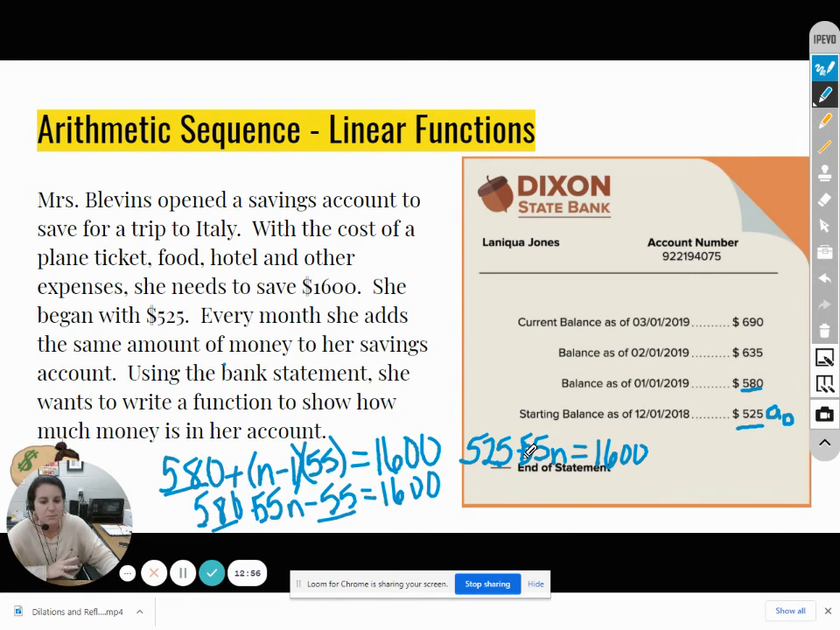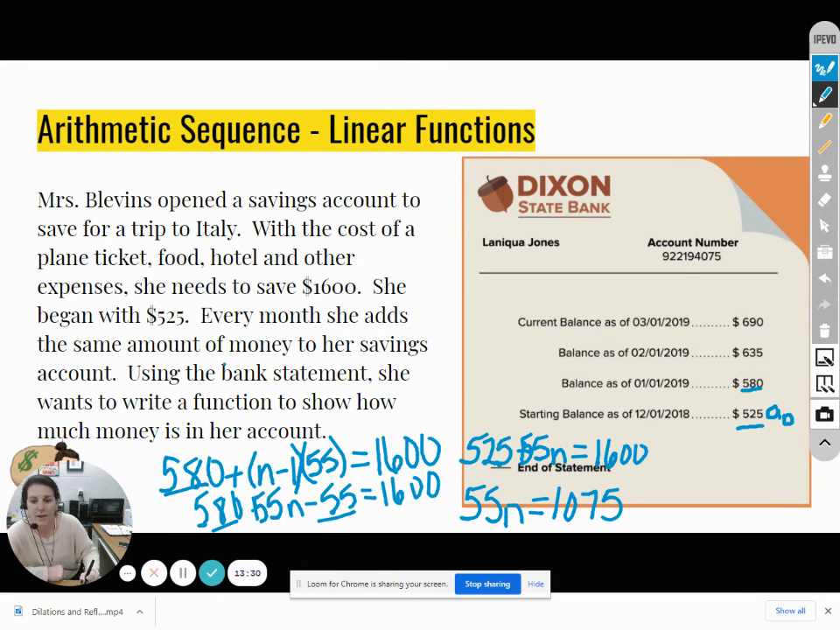After 3 months, I could keep going, or I could just solve algebraically and say, okay, 1,600 minus $525 is $1,075. So we have 55n equals $1,075. All I did was subtract the 525 from both sides. Now I know to divide both sides by 55, and it says 19.54545454, keeps on going, months.